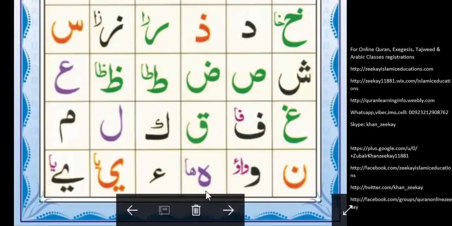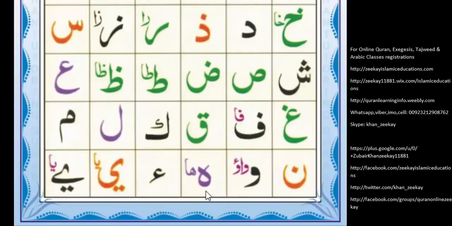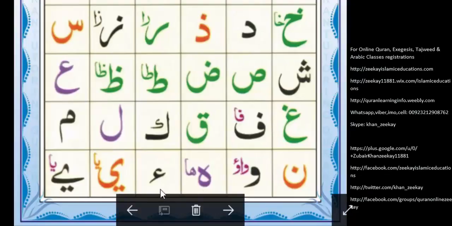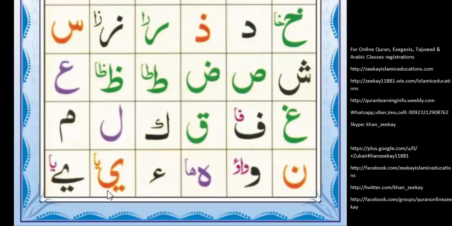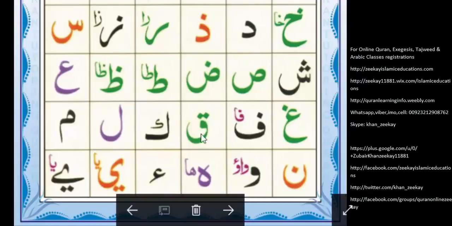Next letter is letter Ha. This letter and letter Hamza, the origin of these two letters is the same. The origin of these two letters is the part of the throat which is nearer to our chest. Next letter is Ya. This letter is pronounced by touching the tongue's middle point to the upper palate. So this is all.